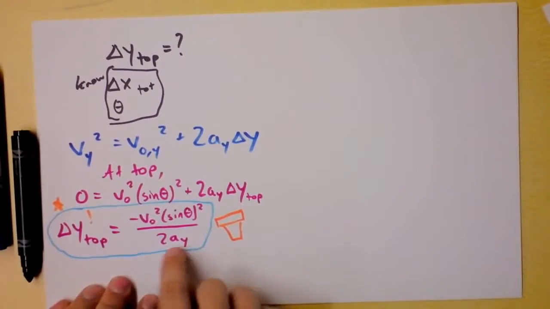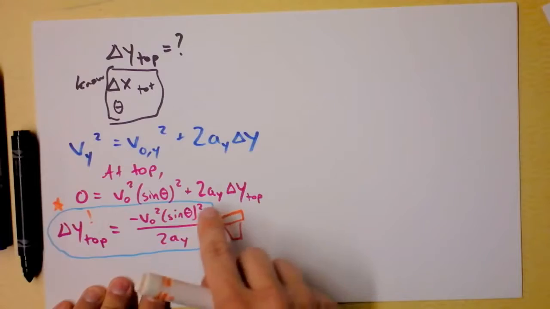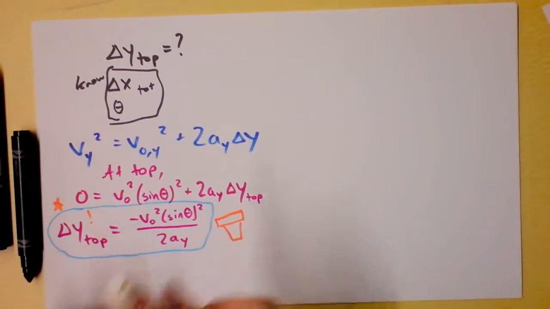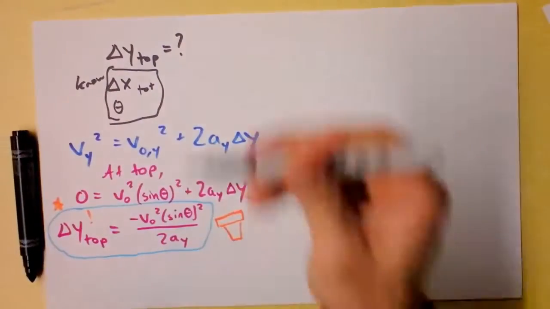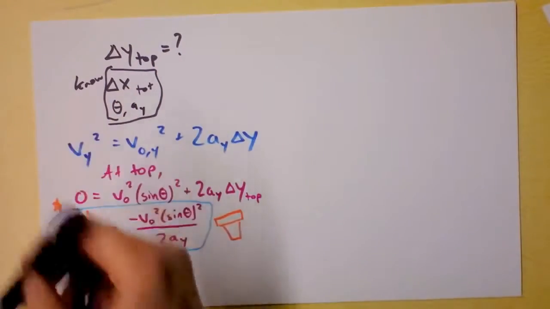If we know everything in here, we can turn in the answer. V naught squared, shoot, that's the only thing we don't know, because we know theta and we know acceleration in the y direction. Oh, I should put that in this little box. Some other things that we know: acceleration in the y direction, everybody knows that.